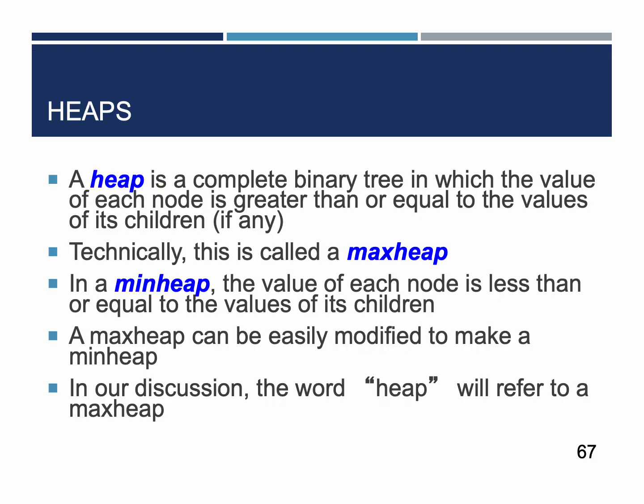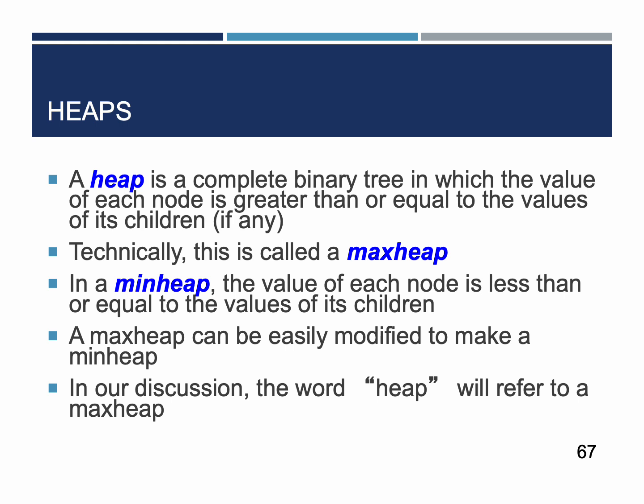Okay, so now what is heap? A heap is a complete binary tree in which the value of each node is greater than or equal to the values of its children, if there is any. Technically, this is called a max heap. In a min heap, the value of each node is less than or equal to the values of its children. So a max heap can be easily modified to make a min heap. So in our discussion, the word heap will refer to a max heap.